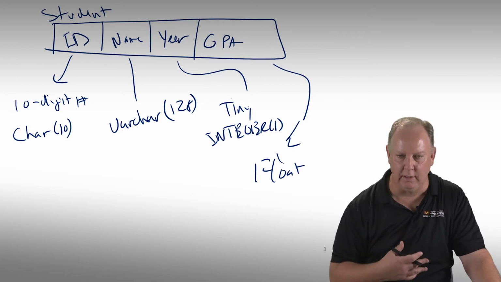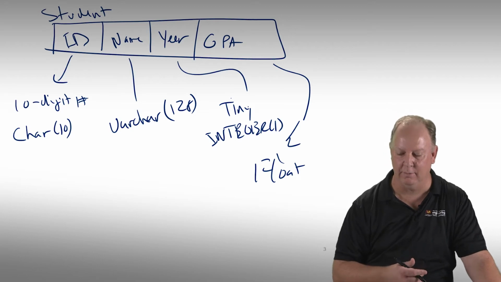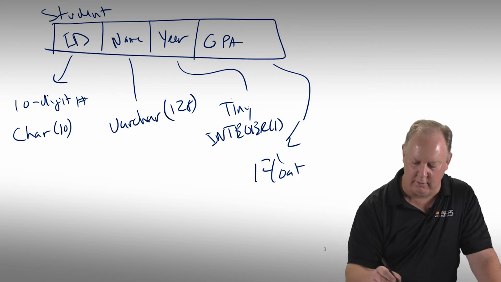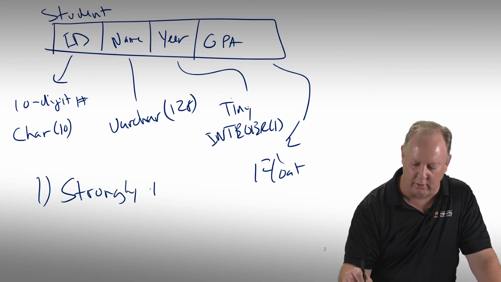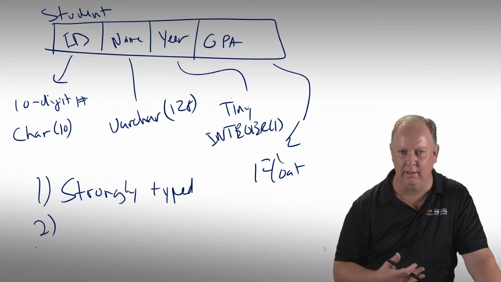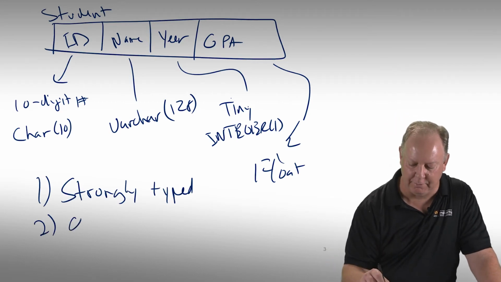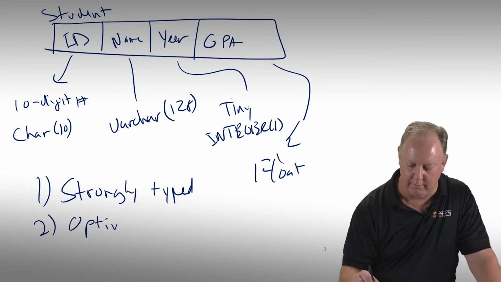Now, why do we typically do such precision in relational databases? Well, one, relational databases are strongly typed. Our SQL language is strongly typed. And there's a physical underlying database reason for that. It's trying to optimize its physical storage, right?